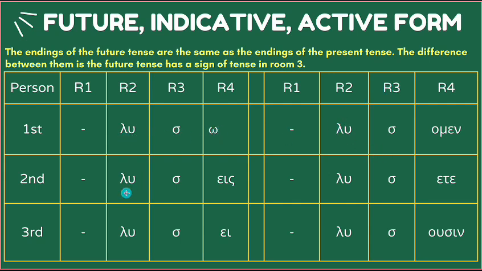So luso, luseis, lusei, lusomen, lusete, lusousin. So in the future you will see, when we have a form of tense that has a prefix, the prefix will occupy room 1. So this is how the four-room theory works in practice.